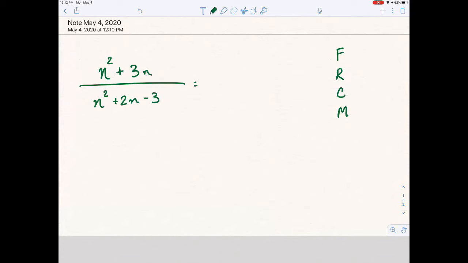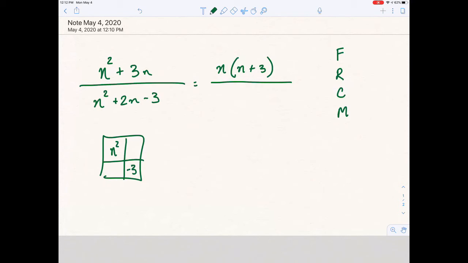First and foremost, we're going to factor the top expression. They both have an n, so n and n plus 3 would be a factored version of that. On the bottom, I'm going to factor n squared plus 2n minus 3. I don't actually use the area model as somebody who's done this for a long time, but I can surely do it right now. Here's a 3, here's a 1. We need to make sure the 2 is positive, so we're going to go ahead and put plus 3 and minus 1, and here we go. So n minus 1 and n plus 3. All right, so factoring step done.